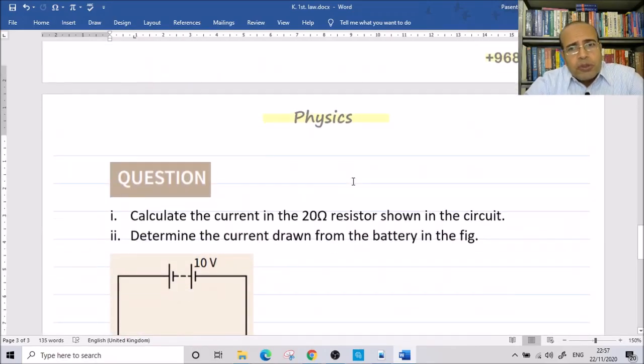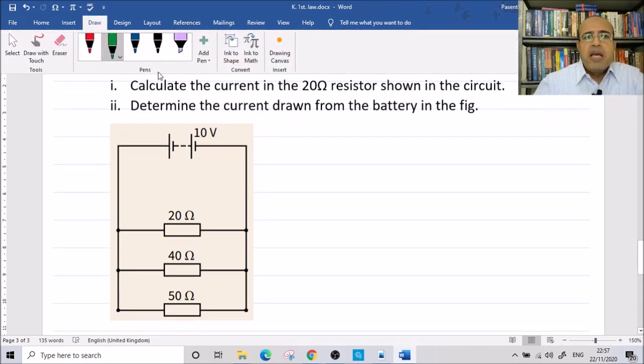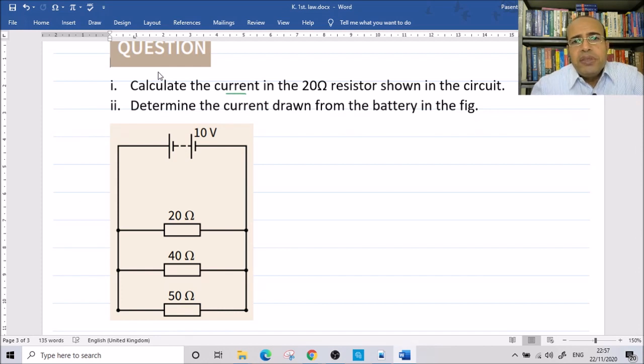Let us see this question. Calculate the current. Now read the question with me. Calculate the current in 20 ohm resistors shown in the circuit. Now in this circuit, the potential difference is 10 volt. The resistors are connected in parallel. So each resistor has the same voltage, which is 10 volt. Because they are parallel, this is 10 volt, and also this is 10 volt. What do we need? We need the current through the 20 ohm resistor.